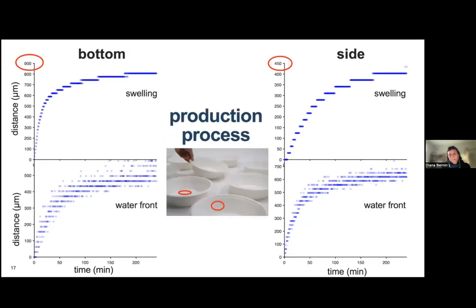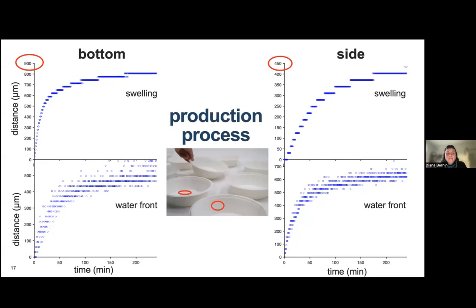Then I also mentioned that it is very interesting to see if there is an impact from the production process of these packaging materials. So we received a couple of trays, as you can see here. And then we took samples from the bottom, but we also took samples from the sides. And there is a big difference.